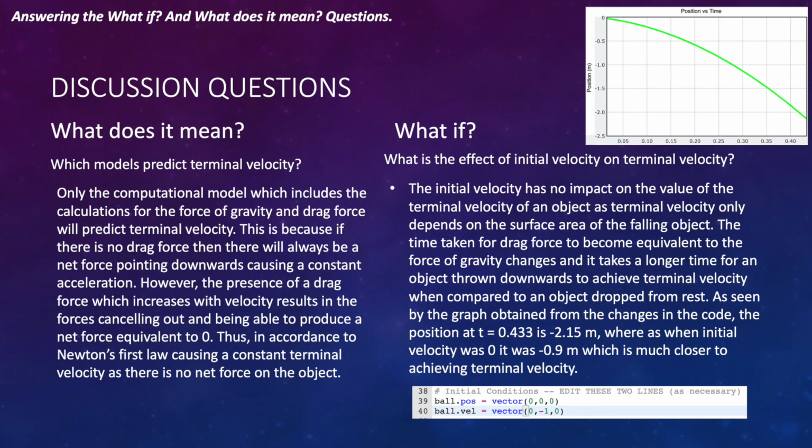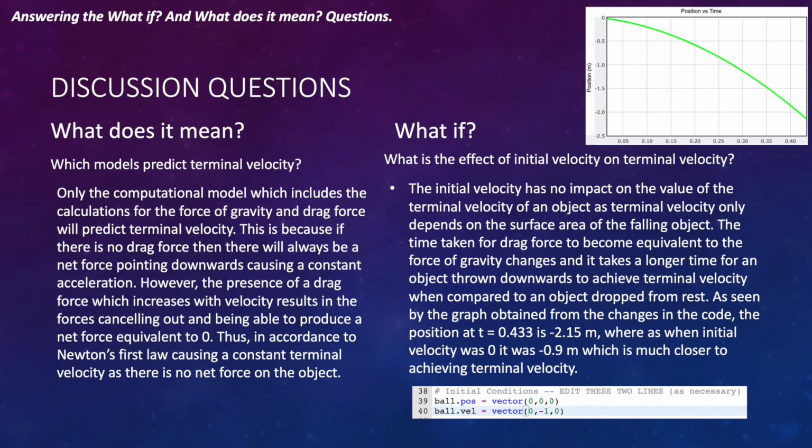This is because if there is no drag force, then there will always be a net force pointing downwards, causing a constant acceleration. However, the presence of a drag force which increases with velocity results in the forces cancelling out and thus being able to produce a net force equivalent to zero. Thus, in accordance with Newton's first law, this causes a constant terminal velocity as there is no net force on the object. What if? What is the effect of initial velocity on terminal velocity?